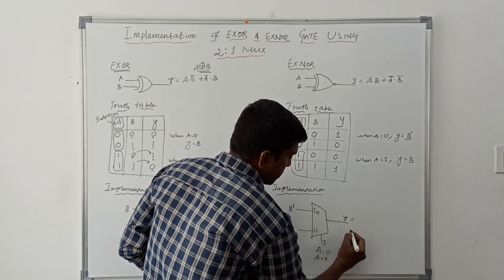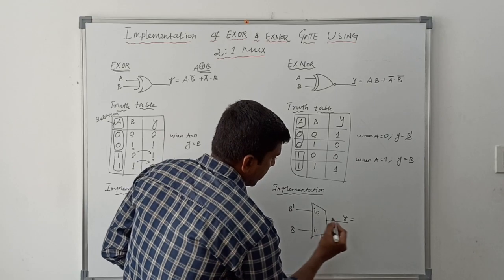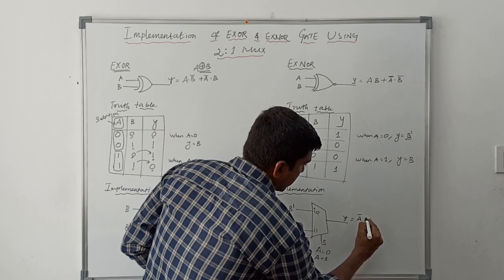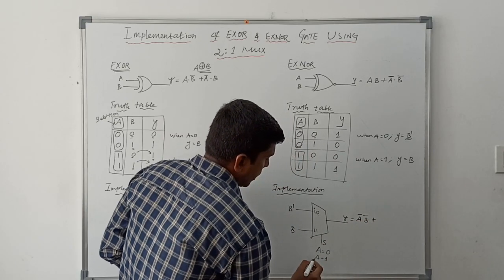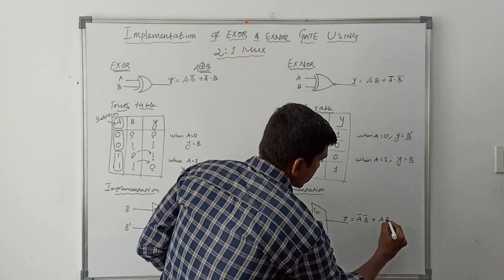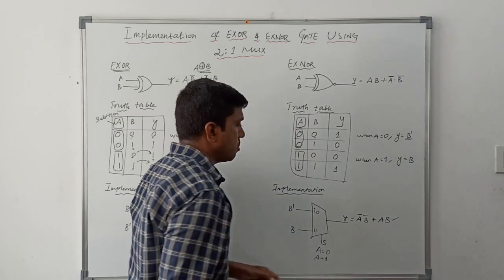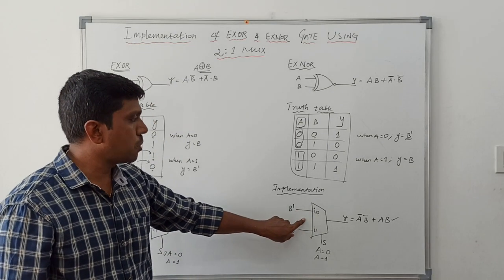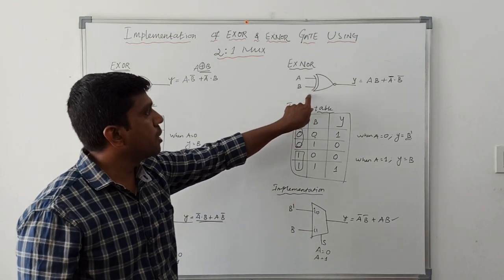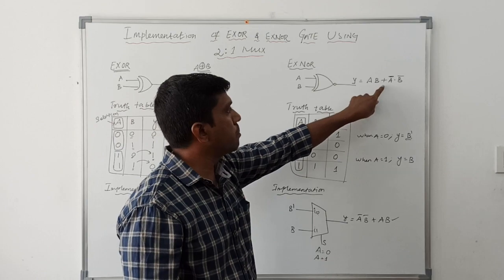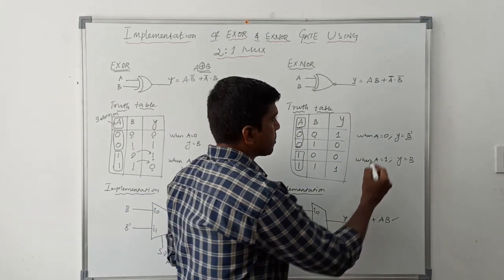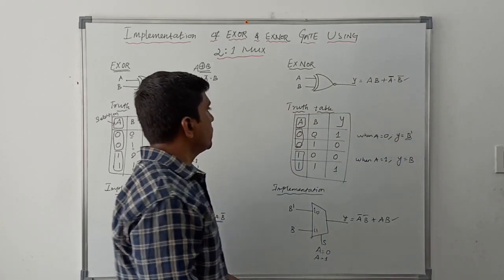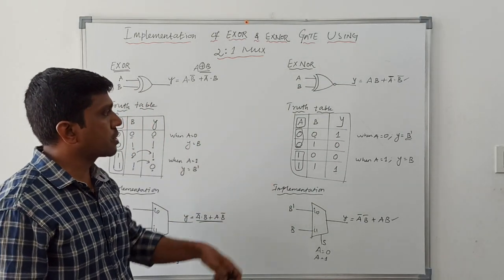Just make the expression: A bar B bar plus AB. So it's the Boolean expression for this 2:1 mux. The normal XNOR gate Boolean expression is A dot B plus A bar dot B bar. So both the expressions are the same. So it's the implementation diagram for XNOR gate.